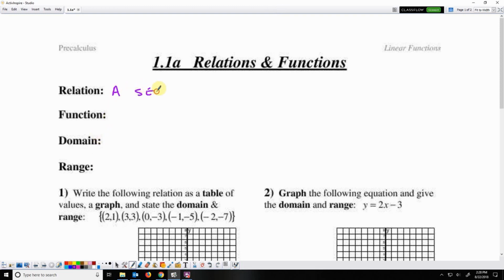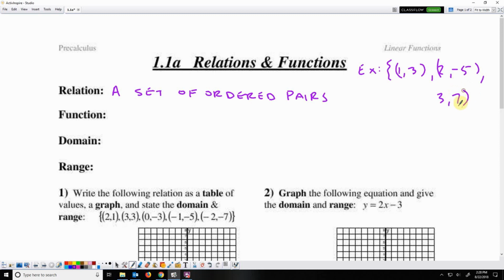A relation is a set of ordered pairs. So for example, I could have the ordered pairs 1, 3, 2, -5, 3, 7, and we'll just cut it off at those three. So there's a relation. It's just a set of ordered pairs.